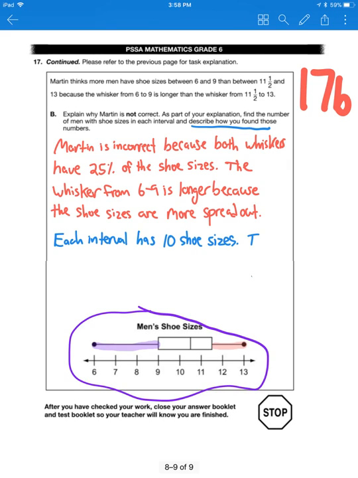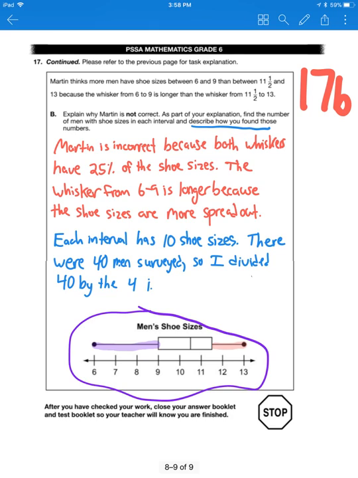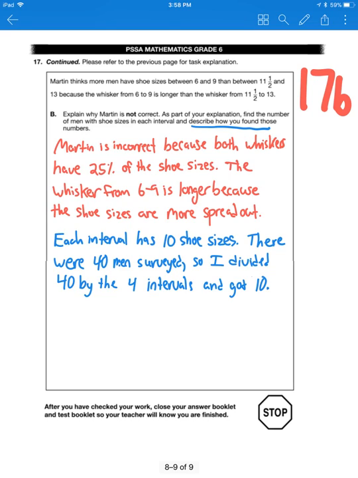Okay, there were 40 men surveyed. Oop, that's not were. Guess I need to learn how to spell. There were 40 men surveyed. So I divided 40 by the 4 sections, by the 4 intervals. And got 10. All right. That, ladies and gentlemen, is all I need to have. So I just deleted that stuff on the bottom because that wasn't part of my answer.